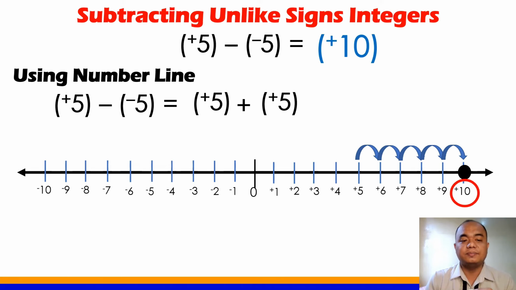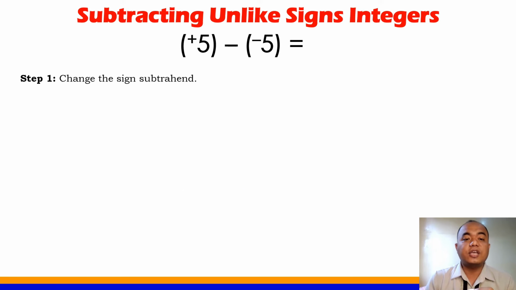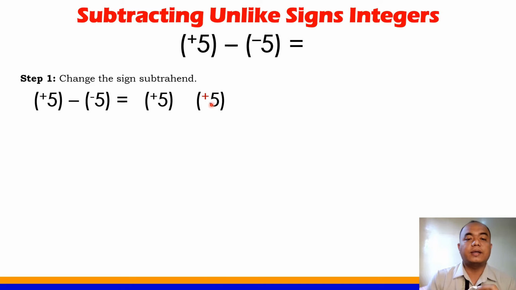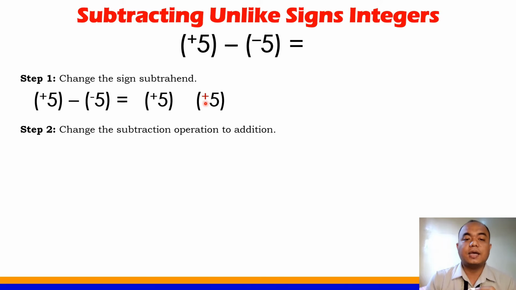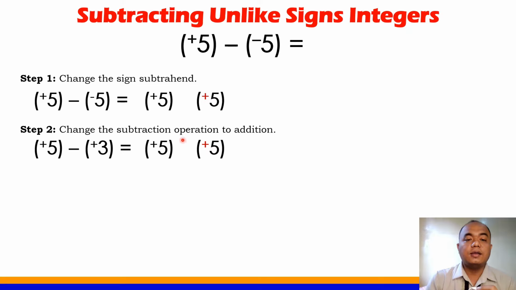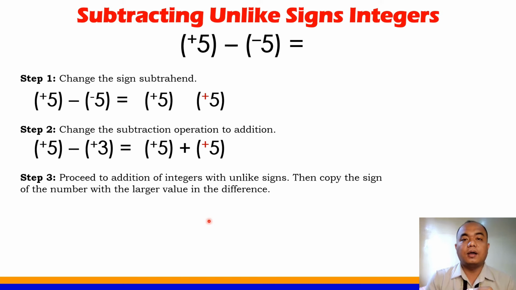Let's have the next method. So the first step would be change the sign of the subtrahend. Okay? So ito yung original problem natin. And then i-change natin ito class to positive. Okay? So kopyahin natin ito. And then this will become positive. And the second step, we have to change the operation from subtraction to addition. So i-change natin ito. We will use addition na. Okay, and after that, we will apply the ruling in adding integers. In this case, like signs naman ang ina-add natin.